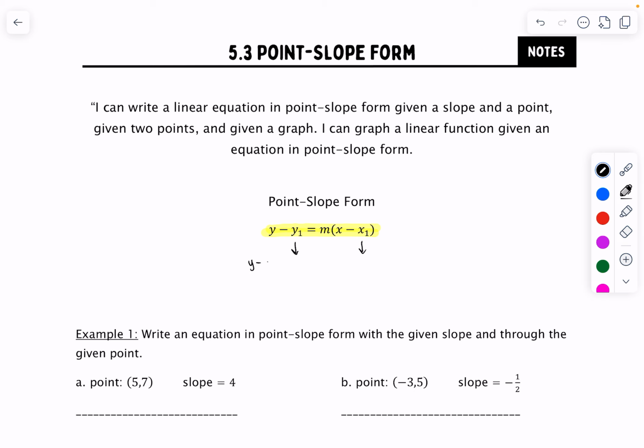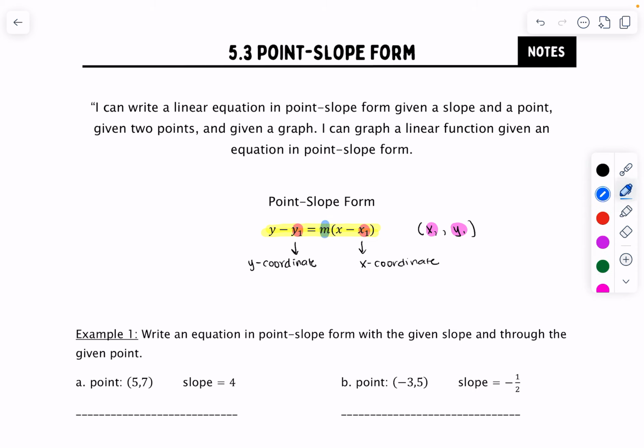The y1 is a y coordinate that exists on the graph, and your x1 is an x coordinate that exists on the graph. Those two things form one coordinate pair, (x1, y1). So that takes care of the x1 and the y1.